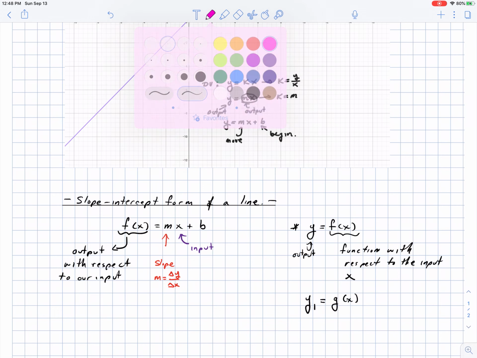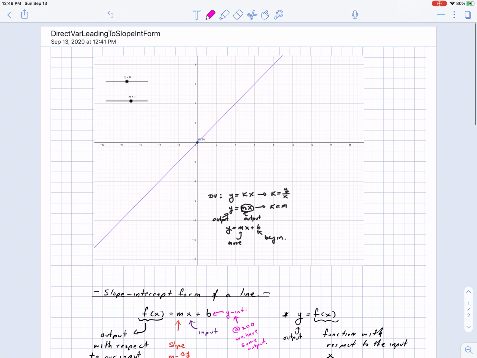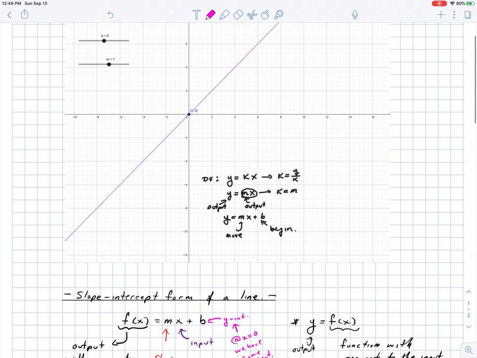And the b is specifically our y-intercept, or our output intercept. Now, when we talk about the y-intercept, that means that at x equals 0, we have some output. Okay? So we're going to pull all that together real quick. Okay, and here's how we're going to do it.